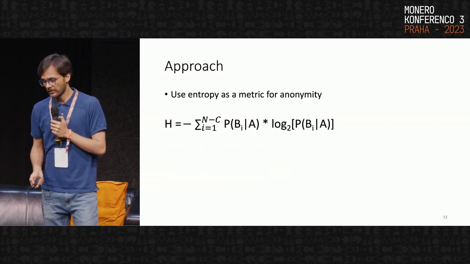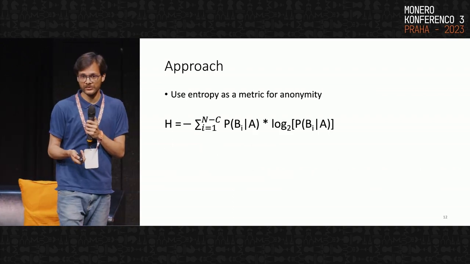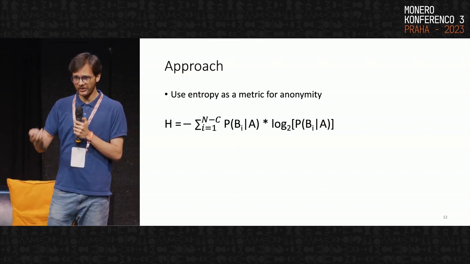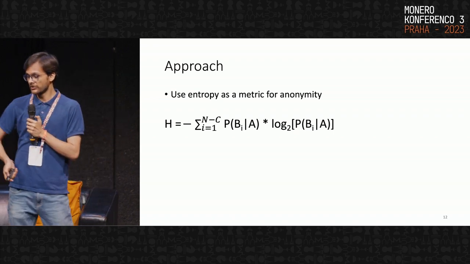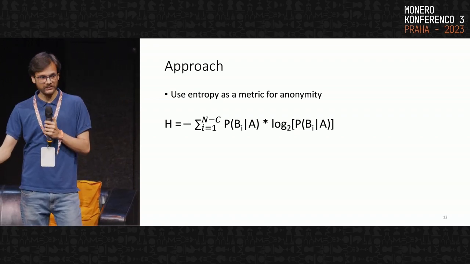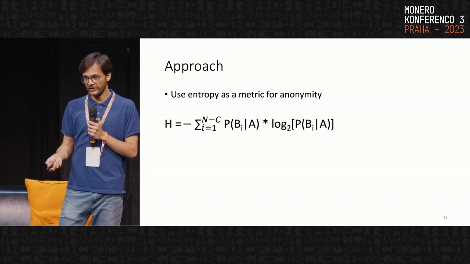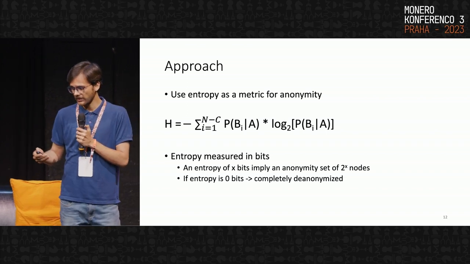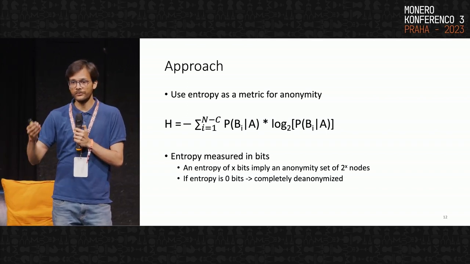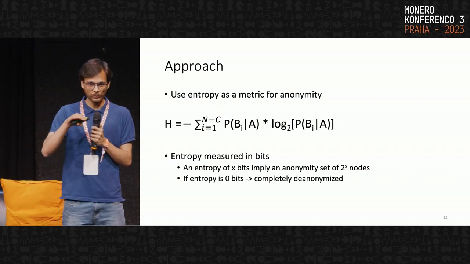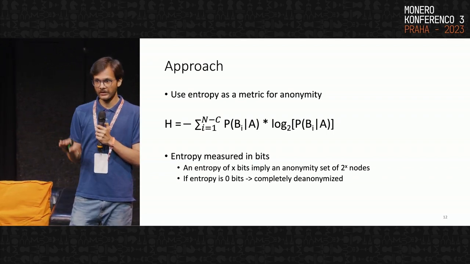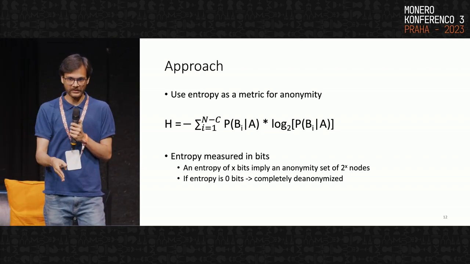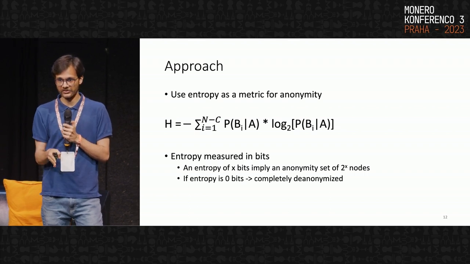So far, so good. But what do we do with this information? These probability distributions do not tell us directly who is the probable originator or how many possible originators there are for these transactions. For calculating the anonymity, we use something known as entropy, which is given by this formula. Essentially, it is measured in bits. If you have an entropy of 2 bits, it means you have doubt among 2 to the power 2 possible senders. Which means if the entropy is 0 bits, you can clearly de-anonymize, or you know who the potential sender is.